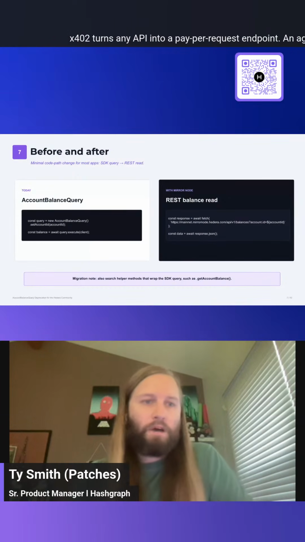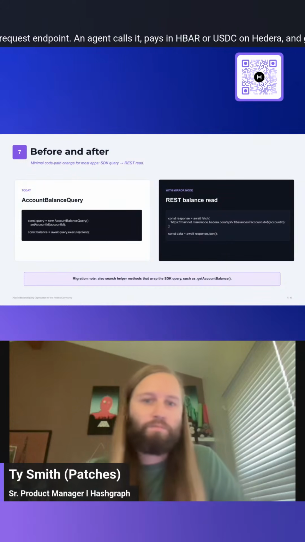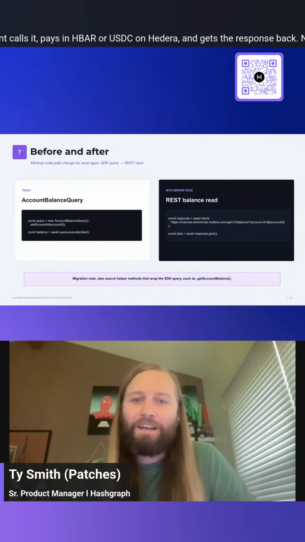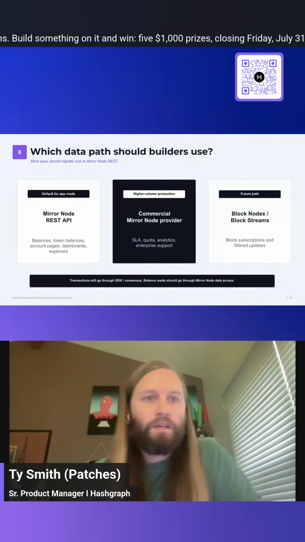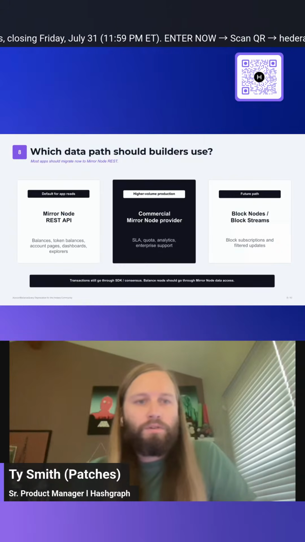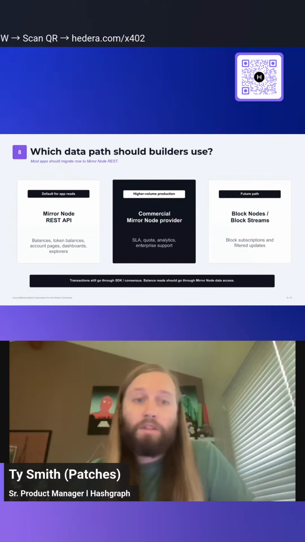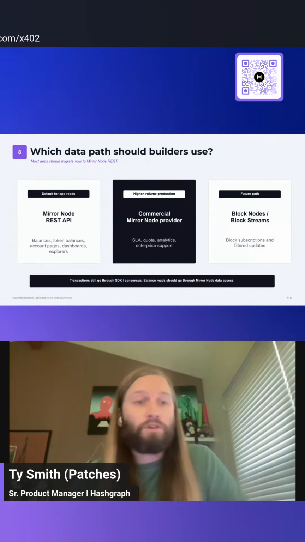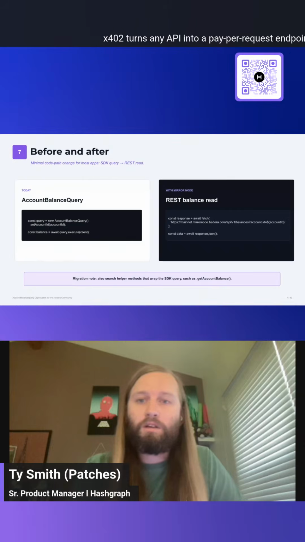So today, this is what an account balance query looks like. Tomorrow, definitely before September, you can do the same with a different approach: just a fetch to the mainnet mirror node, getting the account ID, and then parsing the data from there. When you're using mirror nodes for small default app reads, the REST API on the public mirror node is absolutely a good target. You can easily get balances and tokens from the public mirror node, as I showed in this example.